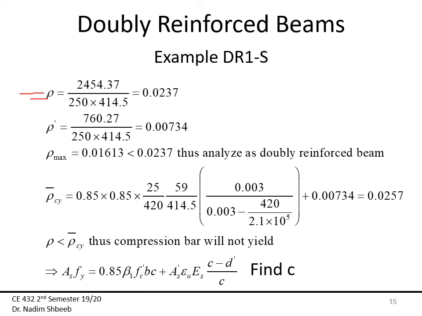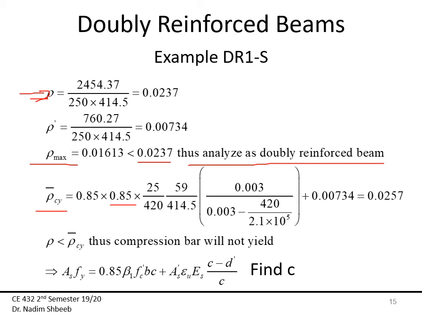We're going to find rho to decide whether it's going to be doubly reinforced or singly reinforced. I calculated rho prime, and I calculated rho max, and I found rho max to be a lot less than rho, which means I need to do it as a doubly reinforced beam. Then I need to decide whether my compression steel has yielded or not. So for that, I'm going to calculate rho bar cy.